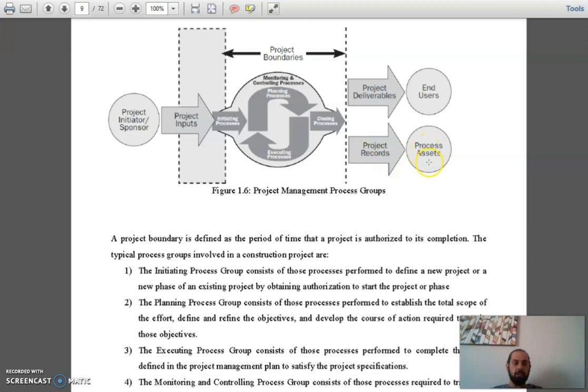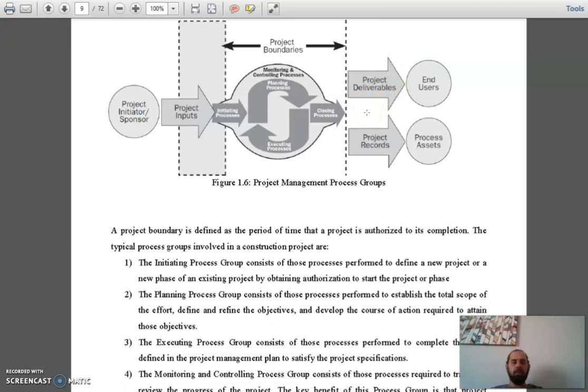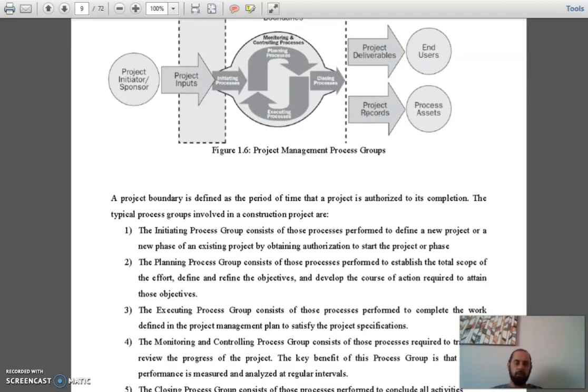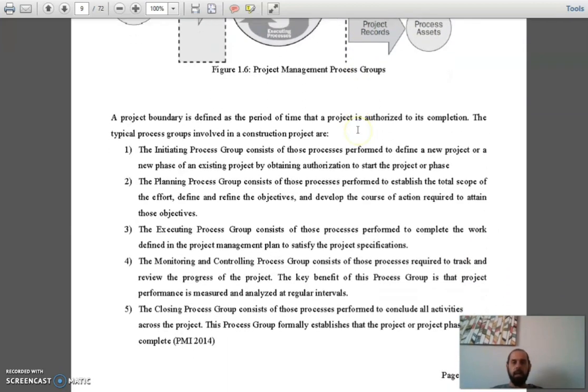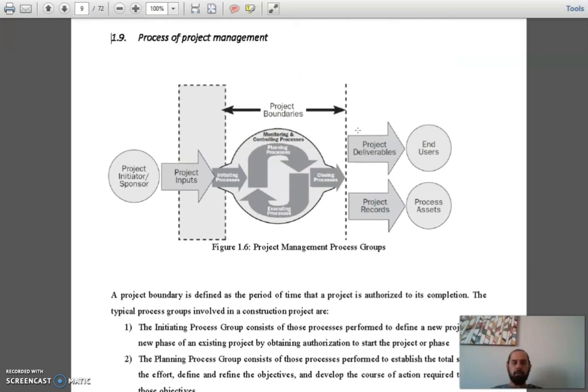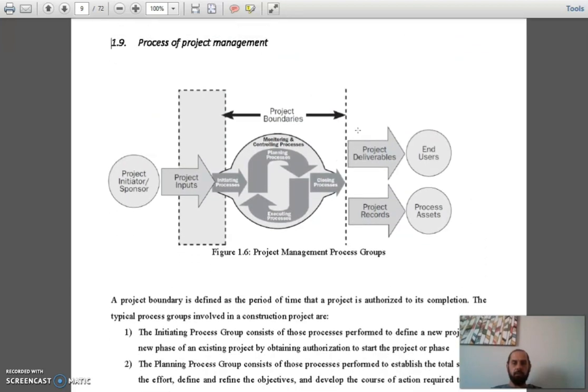Project records process assets اللي هي عبارة عن ممتلكات الشركة اللي نفذت المشروع، عبارة عن هذه lessons learned. It can be used in the future projects, in the future similar projects. And project deliverables that we have in our project, that means that we are giving the parts, all the parts of the project or the project itself to the end user. This is with regards to project management processes.